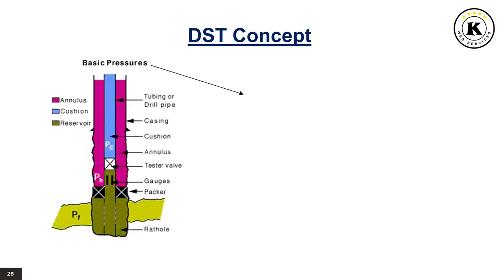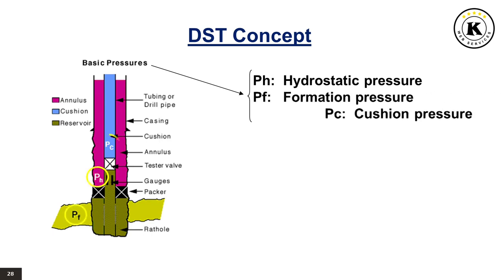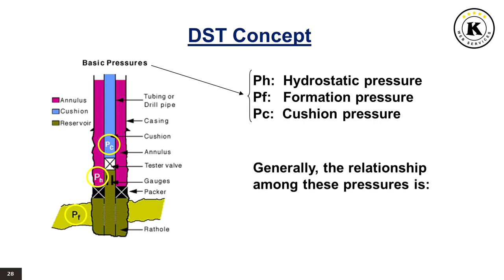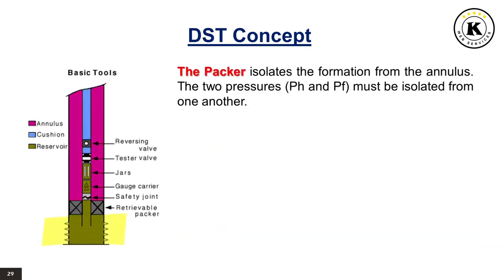The three basic pressures involved in a DST are the hydrostatic pressure pH, the formation pressure PF, and the cushion pressure PC. Generally, the relationship among these pressure is pH greater than PF and PF greater than PC. The packer isolates the formation from the annulus. The two pressures, pH and PF, must be isolated from one another.